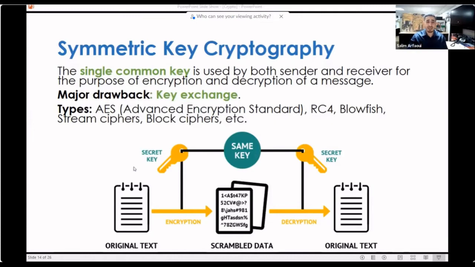to make it even more efficient. And some types of crypto systems that are using symmetric key, for example, Advanced Encryption Standard, there's RC4, there's Blowfish, there's stream ciphers, block ciphers. Today we're actually going to talk about one of those examples, maybe 2. They're using symmetric key.